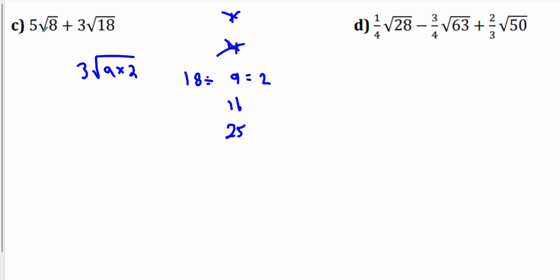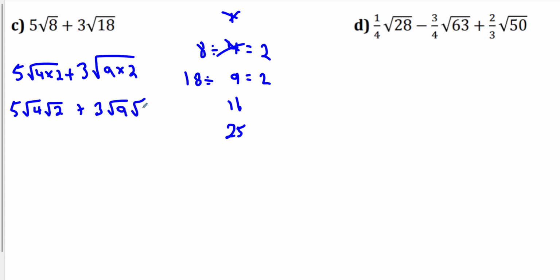What about 8? Can 8 be divided by any of these numbers? 8's kind of small, but we still have to check. 8 divided by 1 doesn't do much, so there's really only 4. Can I do 8 divided by 4? And yes, you can, and you will get an answer of 2. So the first term also simplifies to 4 times 2. And then we have a nice big plus sign between the two radicals. So this is 5 root 4 times 2, which is the same thing as 5 root 4 root 2 plus 3 root 9 root 2.